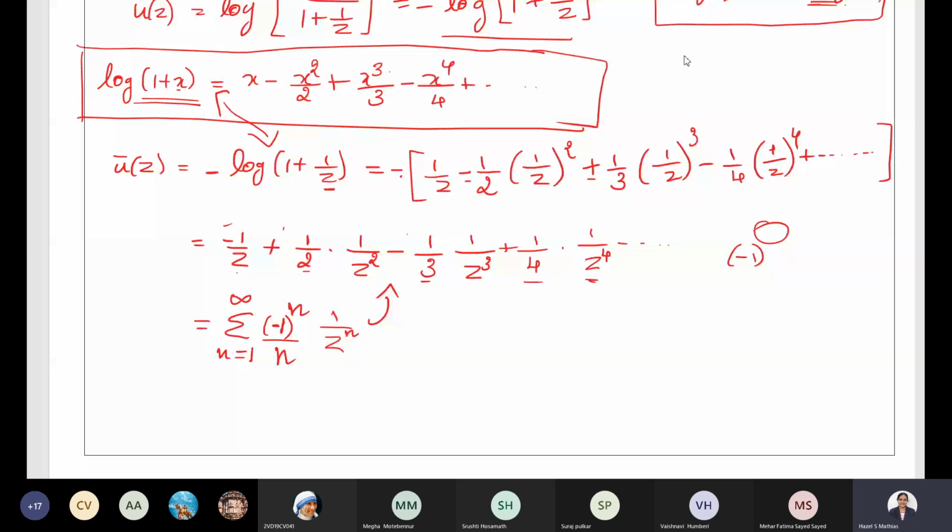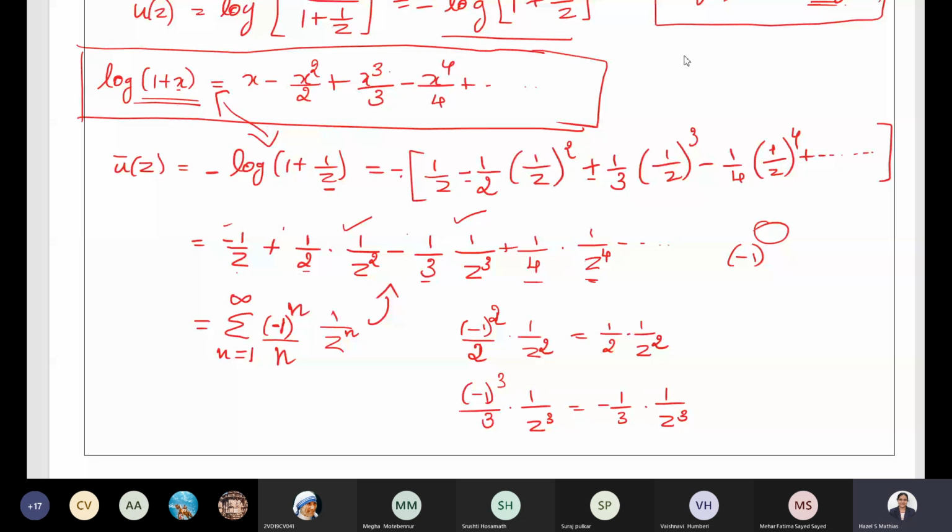Now give different values for n. When n equal to 1, minus 1 power 1 by 1 into 1 by z, which is minus 1 by z. When n equal to 2, what happens? Minus 1 power 2 divided by 2 into z square, which is nothing but 1 by 2 into 1 by z square, which is the second term. Now put n equal to 3. Minus 1 power 3 divided by 3 into 1 by z cube, which is minus 1 by 3 into 1 by z cube. This is the third term. Is it okay, everyone?